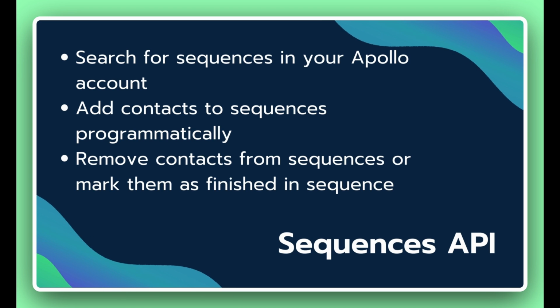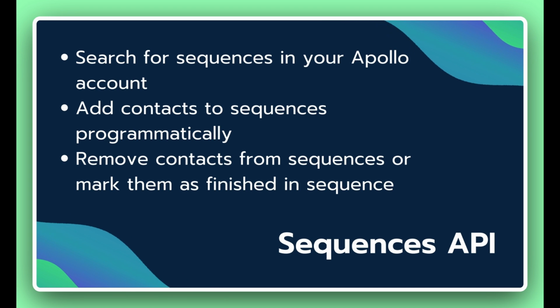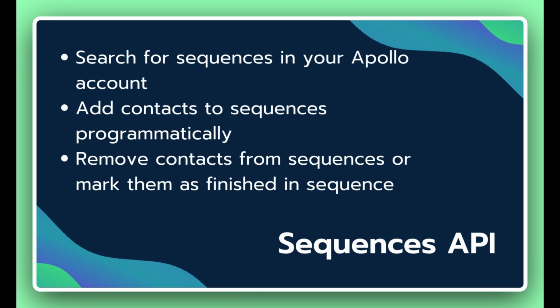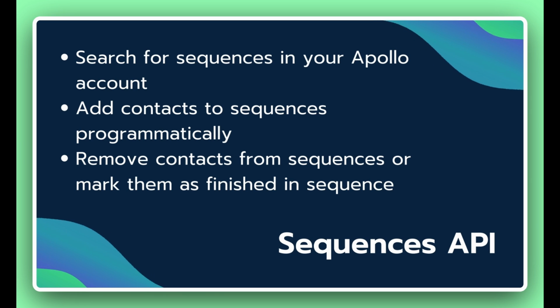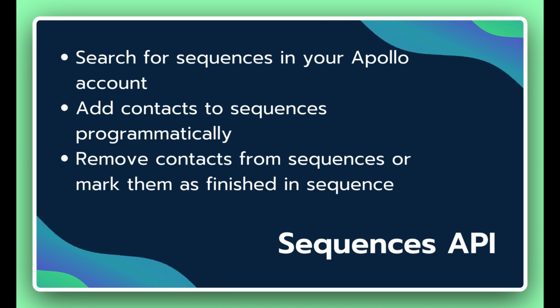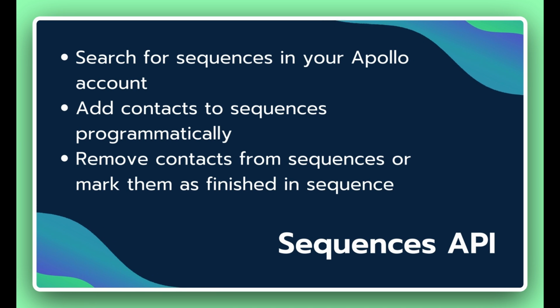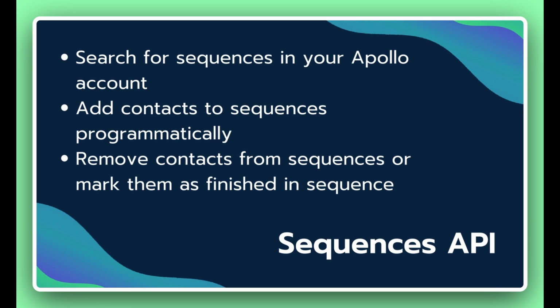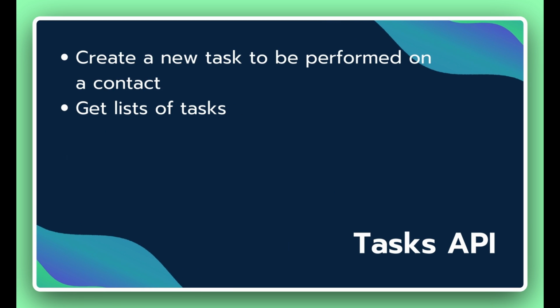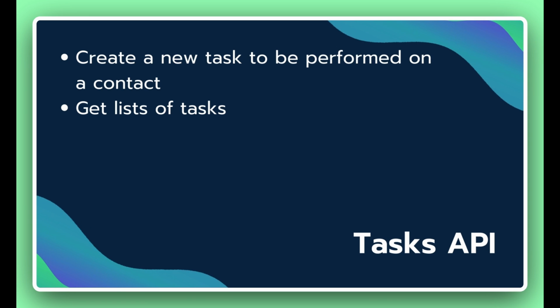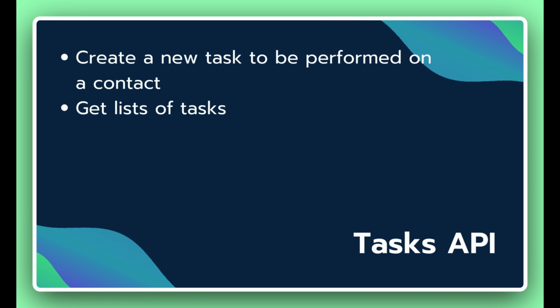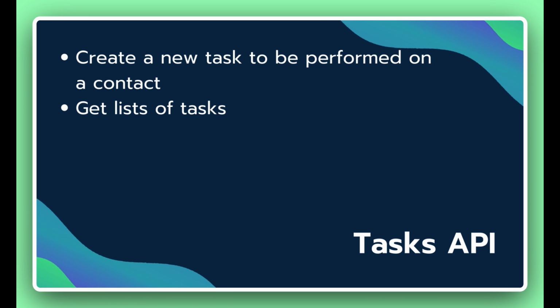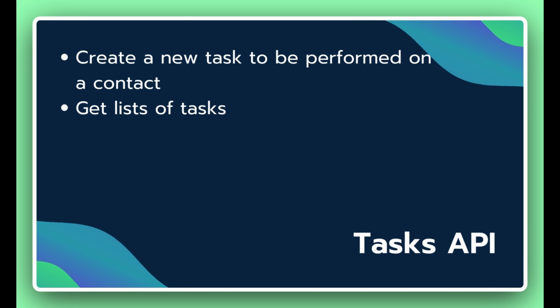Sequences, if you're doing sequences out of Apollo, if you're doing that outbound emailing and such, you can actually go ahead and create sequences through the API as well. So you can search for sequences in your Apollo, add contacts to sequences programmatically, and remove contacts from sequences or mark them as finished. And the task API, this actually is to create a new task to be performed on a contact, and you can actually get a list of tasks. So same thing, very helpful.